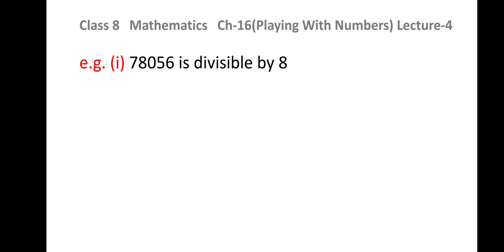Let us take this example. This number is divisible by 8. How can we say that this number is divisible by 8? Dear children, if you observe, the number formed by the digit at units place, tens place and the digit at hundreds place is 56. This is the number formed by these three digits. Is 56 divisible by 8? Yes, definitely 56 is divisible by 8.